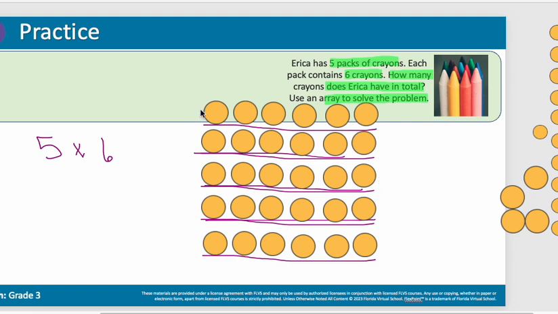So I have 5 packs, 1, 2, 3, 4, 5. Those are my rows. Going across, how many? 1, 2, 3, 4, 5, 6. So how many crayons is that?